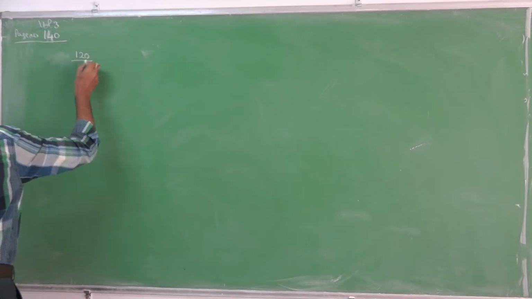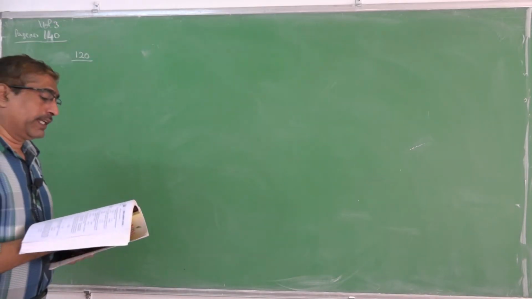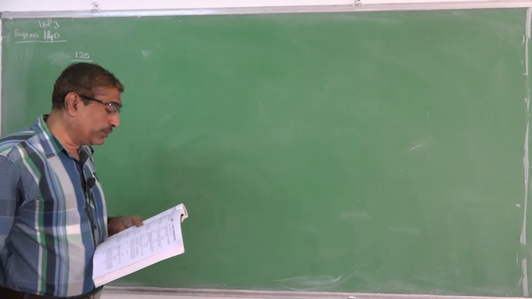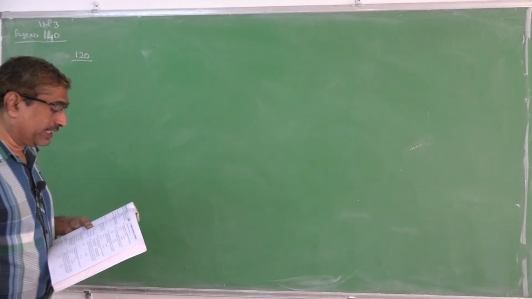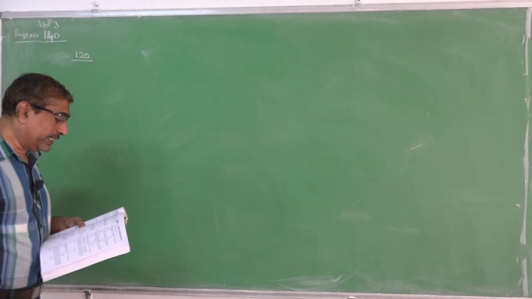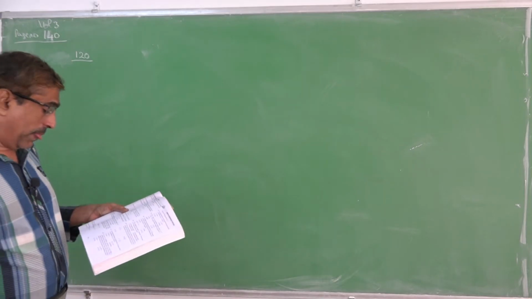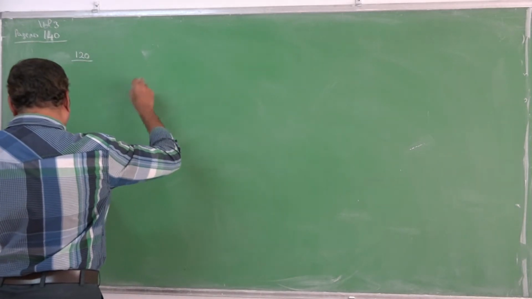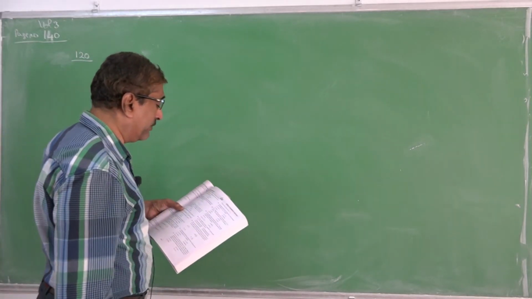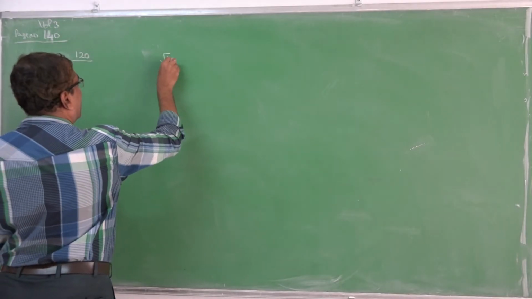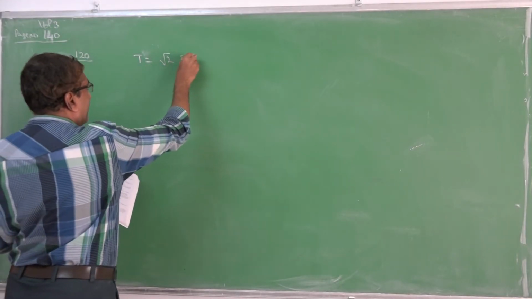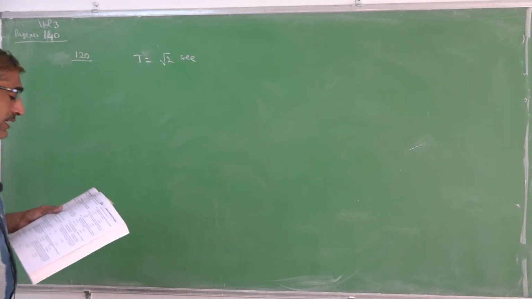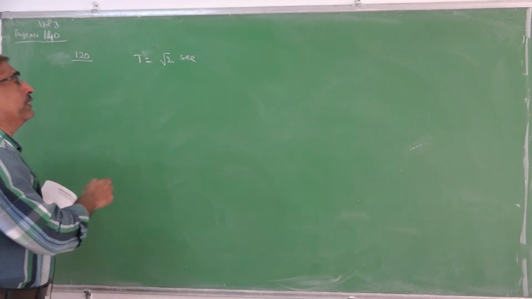Next one, 120. The time period of oscillation of a simple pendulum is root 2 seconds. If its length is decreased to half of its initial length, then its new time period is? Okay, 120. The time period of a simple pendulum is root 2 seconds. So T is equal to root 2 seconds, given. Now, if its length is decreased to half of the initial length, then the new time period is?